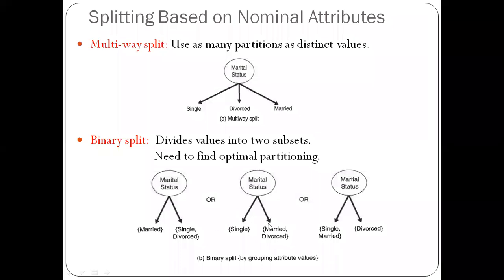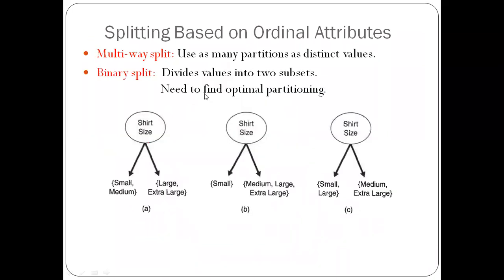Again, one more partition is like this: single on one side, and married and divorced on the other side. Another possibility is single and married together, and then divorced. Like this, we have split the data into two subsets, or partitions. In multi-way splits, we have multiple partitions, that is more than two, and in the binary split we have only two subsets. This is completely based on the nominal attribute values we have partitioned. Next, the third one is if it is an ordinal attribute.